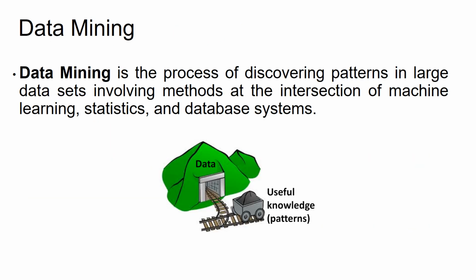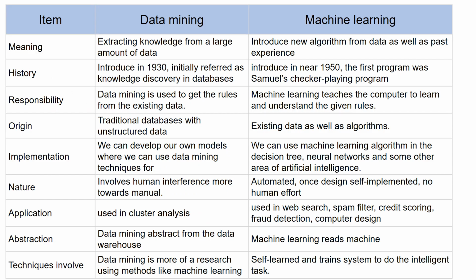Now what about data mining? It is a process of discovering patterns in large data sets involving methods at the intersection of machine learning, statistics, and database systems. So it's about understanding patterns in a huge amount of data, which involves some amount of machine learning, some amount of statistical theory, and databases. So the differences are quite huge.